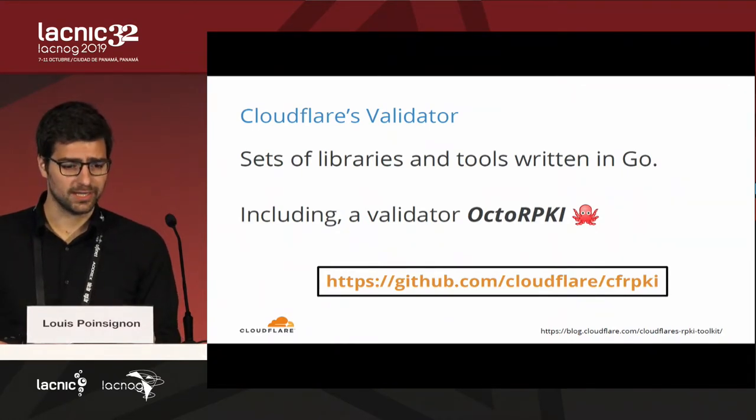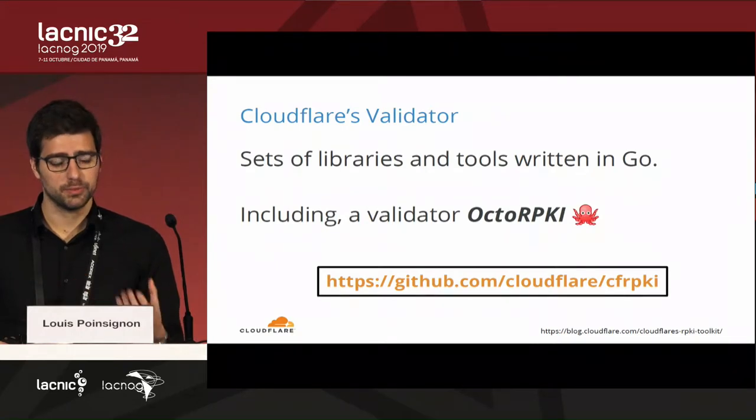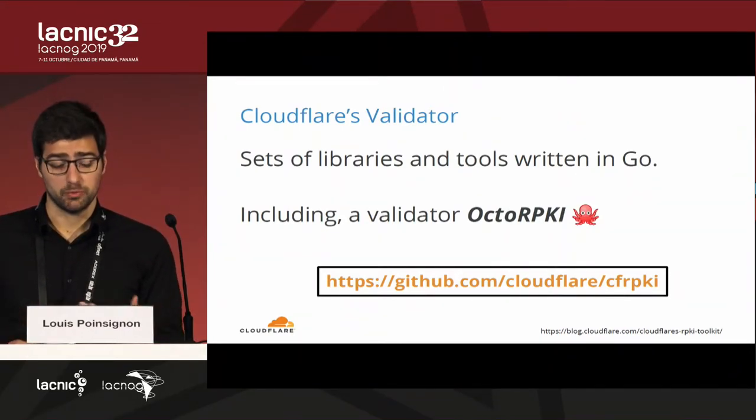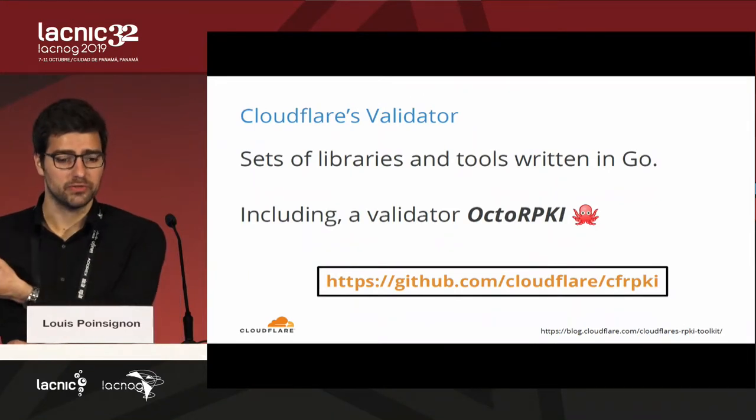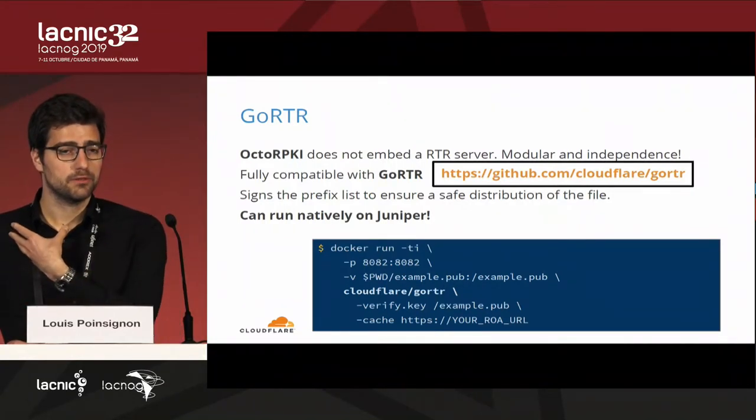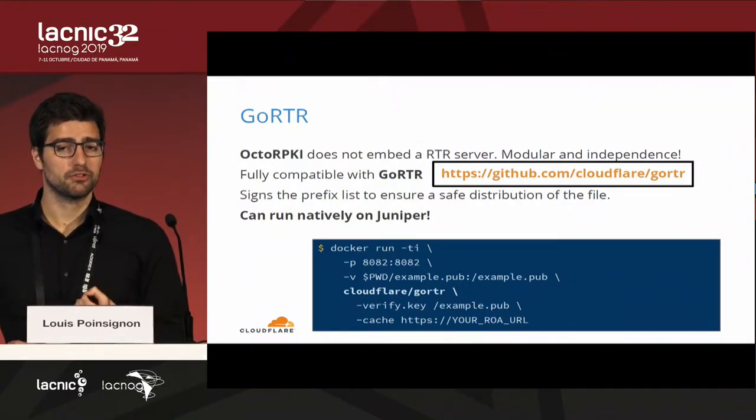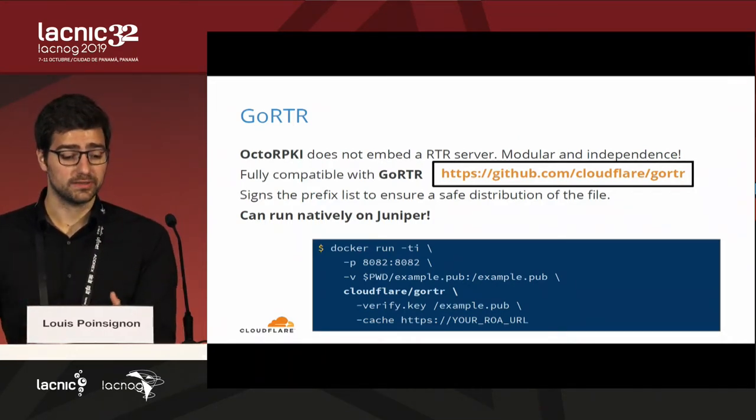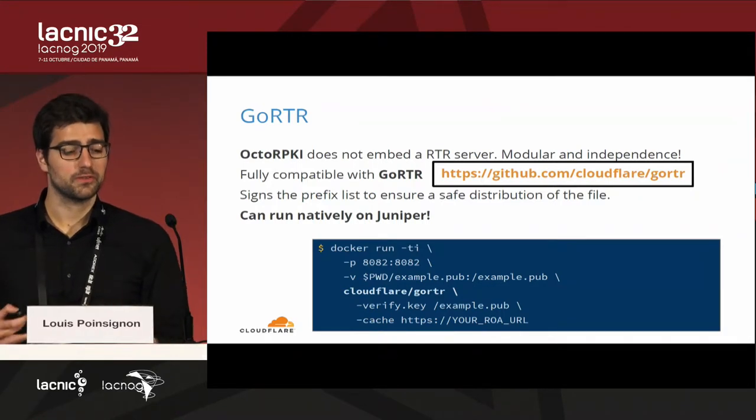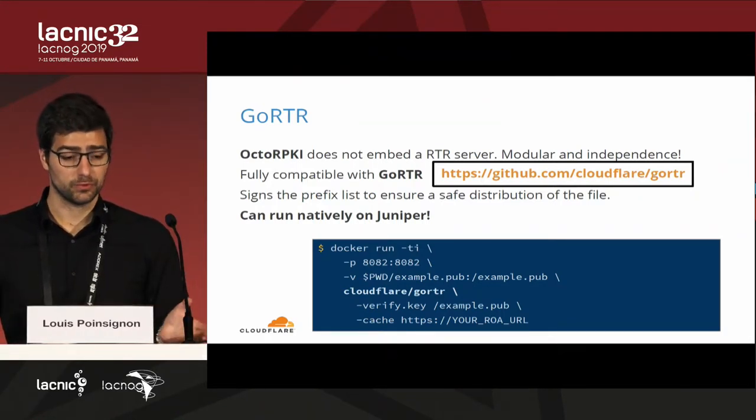It's written in Golang. This is a language that has a lot of community around it and cryptography libraries, and this is why we used it. GoRTR is the addendum. It fits with Octo RPKI, and it connects to Octo RPKI and distributes the list. Octo RPKI generates the prefix list. GoRTR fetches it and distributes it to the router.